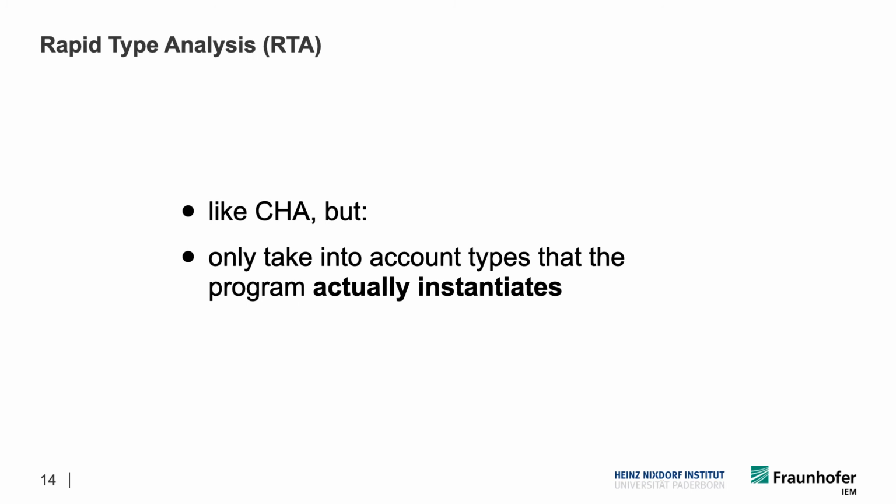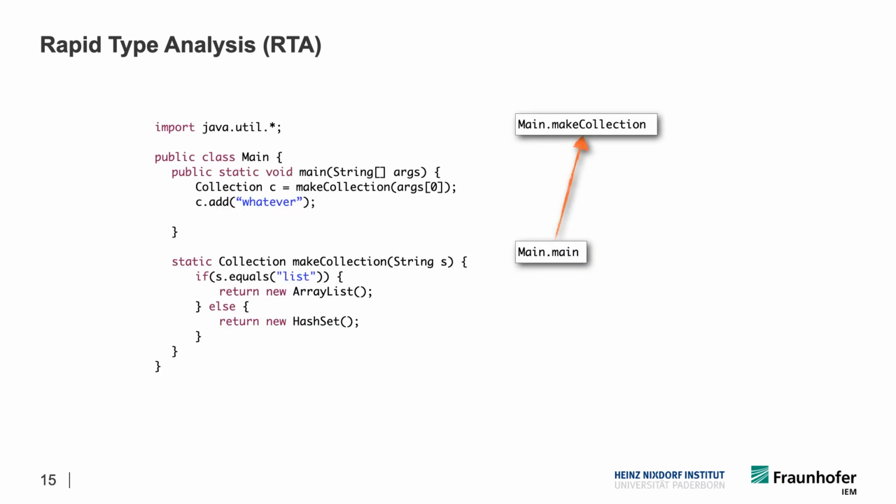But the next best thing, and that's actually a big booster, let's say, is rapid type analysis, RTA, which is very similar to CHA, but it only takes into account types that are actually being instantiated in your program. So let's take a look at this program again that we had before. Like I said, it's the same as CHA, but now it looks at which types are actually instantiated. And here you are instantiating the type ArrayList, for instance, and you're also instantiating the type HashSet.